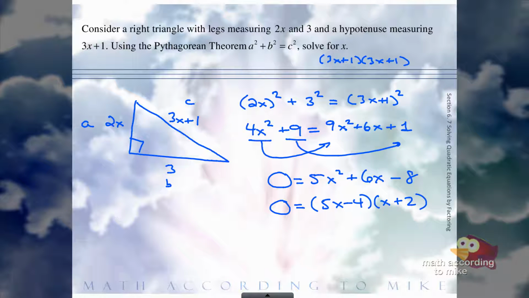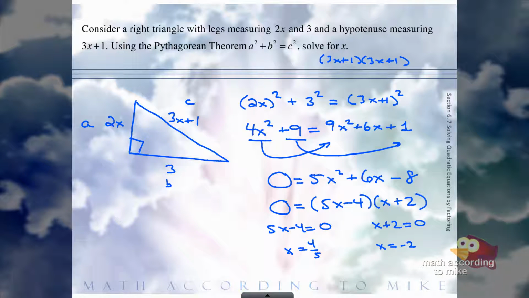Again, factoring by grouping. Because the leading coefficient is not a 1, do 5 times negative 8, which is negative 40, and the factors of negative 40 that add up to 6. Setting each factor to 0, if we set 5x minus 4 equal to 0, that means x is 4/5 by adding 4 and then dividing by 5. And if we set x plus 2 to be 0, that means x is negative 2.